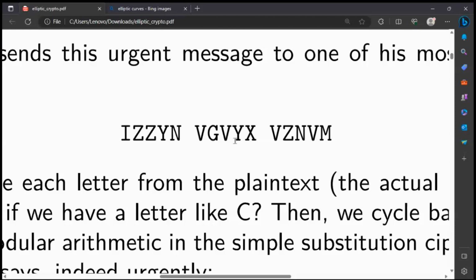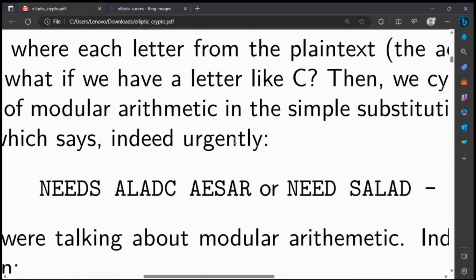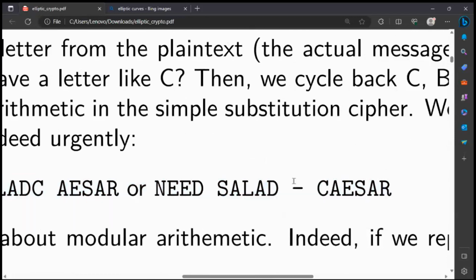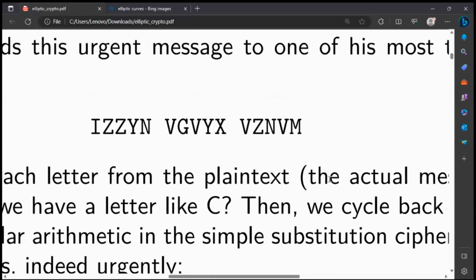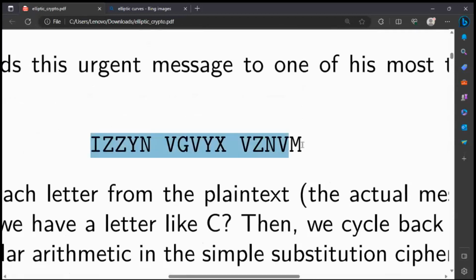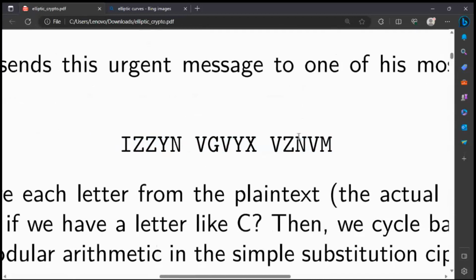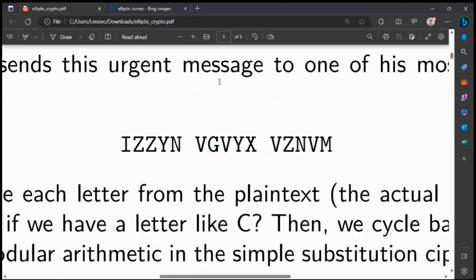This message gets sent to "need salad" by Caesar, which is fine, but what if there is a letter like A in the cipher text, or the encrypted text? What do we do then? Then we'll cycle back to Z. So we'll go A, Z, Y, X, W, V. So A goes to V.